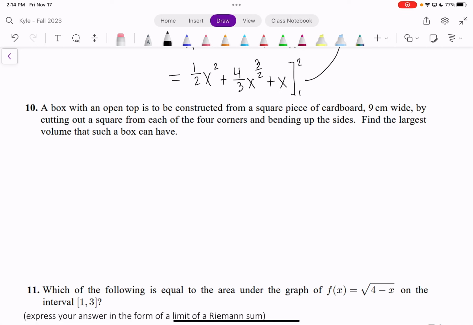So number 10 says a box with an open top is to be constructed from a square piece of cardboard 9 centimeters wide by cutting out a square from each of the 4 corners, bringing up the side.